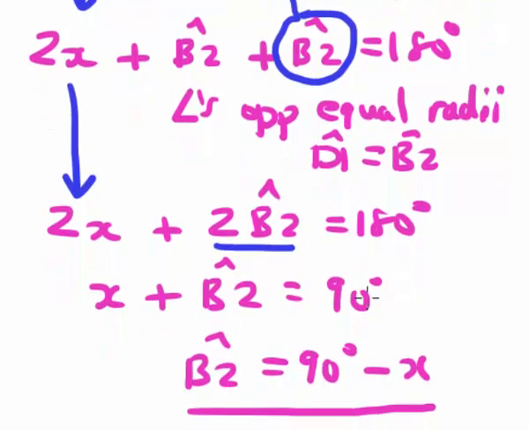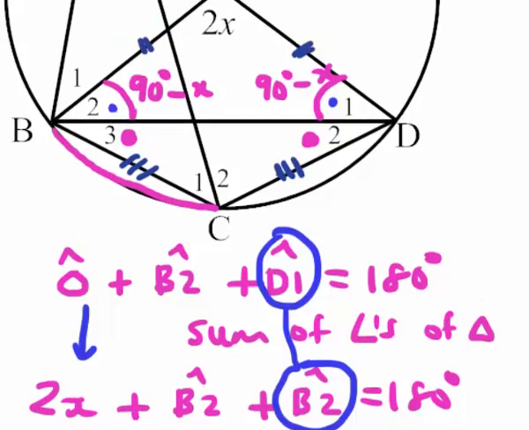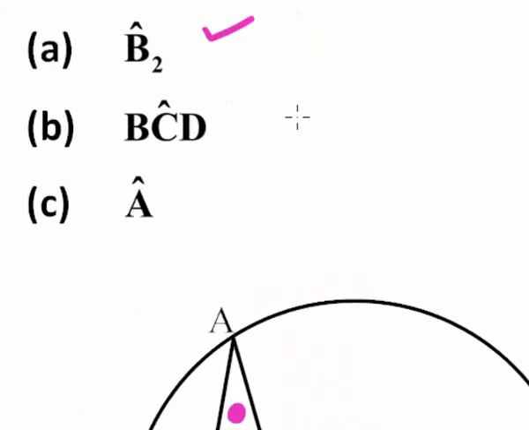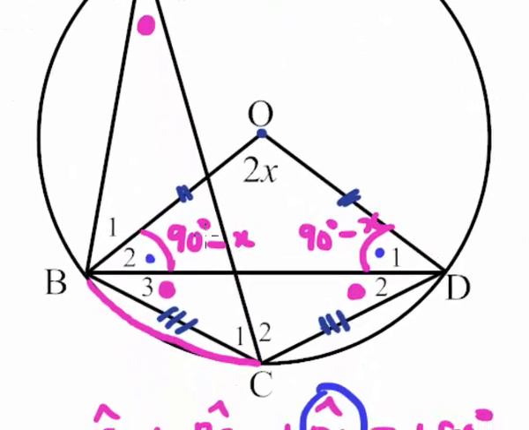x plus b2 is 90, so b2 is 90 minus x. Okay, now what's the next one? Now let's look at BCD. Where is that there? That's this angle C1 plus C2, this angle here. We're interested in what it is.